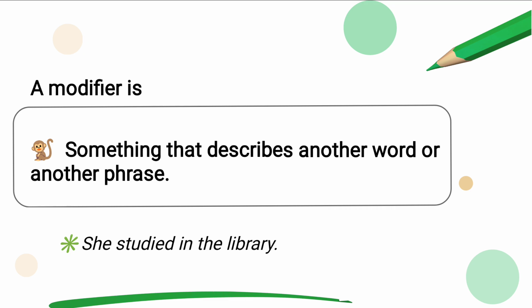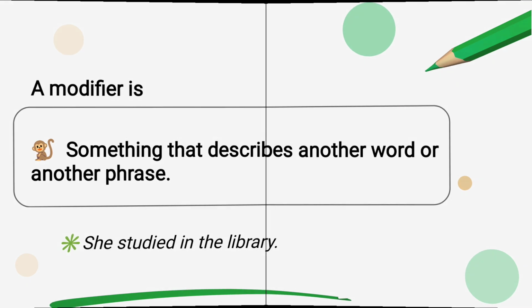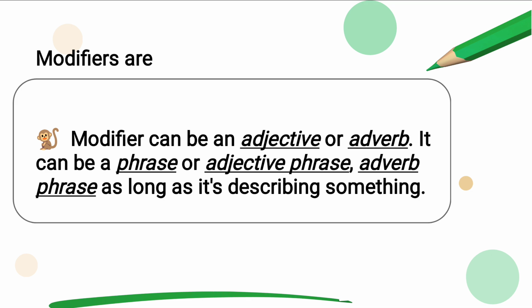Here we have a sentence: she studied in the library. In the sentence, "in the library" is the modifier here, describing the action of somebody and giving more information to be more engaging. A modifier can be an adjective or an adverb, because they are also describing things, right? It can be a phrase, like an adjective phrase or an adverb phrase. As long as they are describing something, they are modifiers.